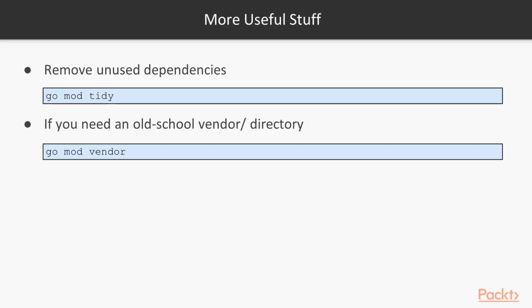And if for any reason you need an old school style vendor directory, you can create that by using the go mod vendor command. Go modules are the intended new default way for handling dependencies across projects. In upcoming versions of Go, module support will be extended and more deeply integrated into the toolchain.